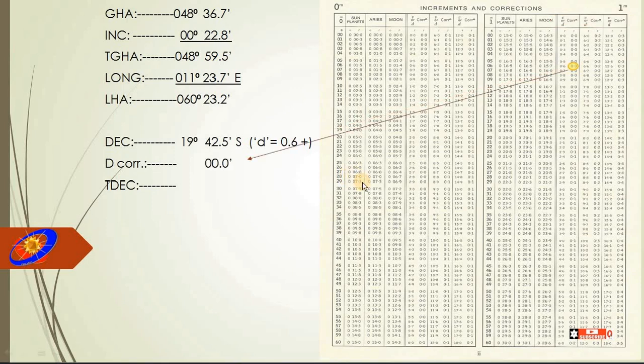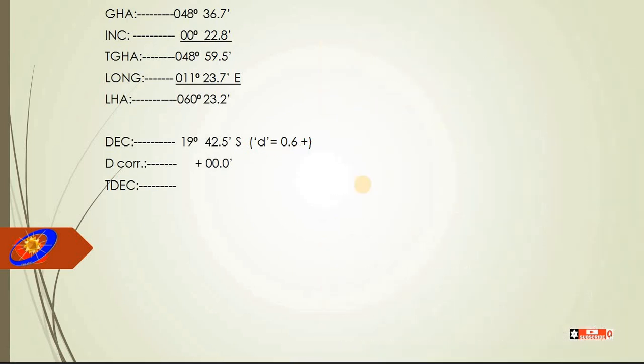Okay, so here it is, we put it here. Now the plus sign, why? Where is this coming from? From here. Okay, then we add, of course, 19 degrees 42.5 minutes south. Okay, from the name of the declination.